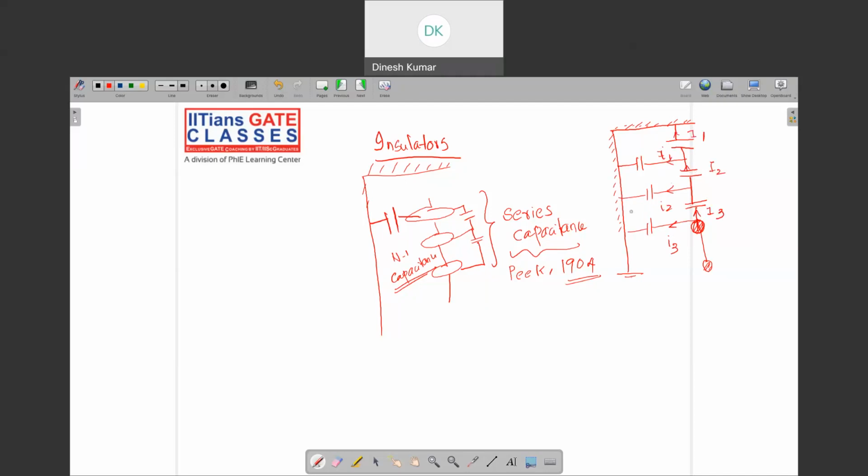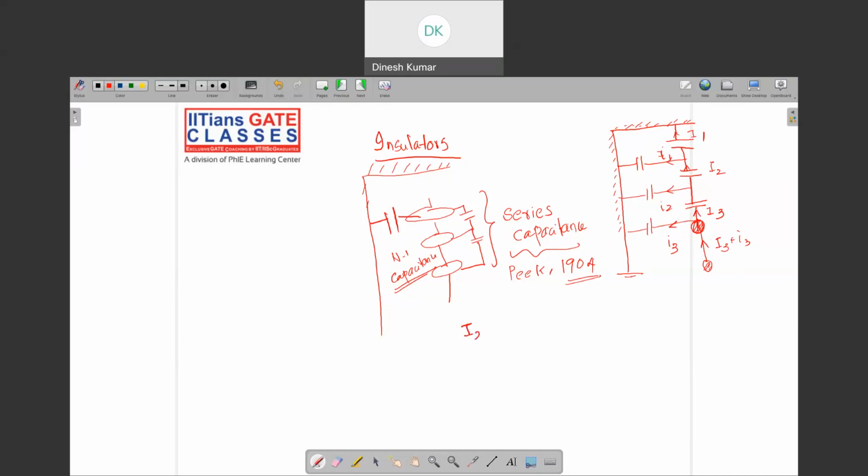This current is flowing like this. So I3 is there, and this current will be I3 plus I3. This is the largest current, and a part of the current is flowing to the ground. So this is less than this, and this is again less than this. As we move from the conductor to the ground, the current starts decreasing. This is very important.